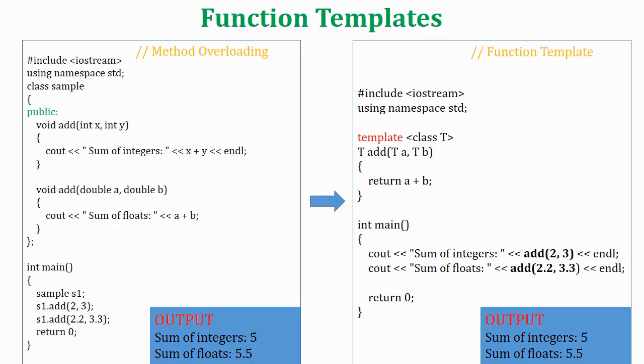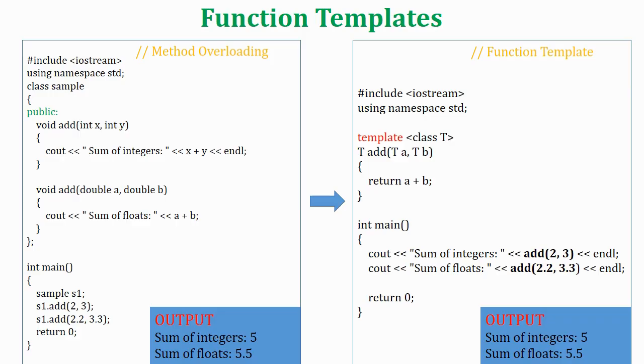We will see the method overloading and function template comparison. So this is method overloading. Already you know the method overloading concept, right? We will use the same function name and different parameters. For example, for different data types, we will use a different function to handle each data type.